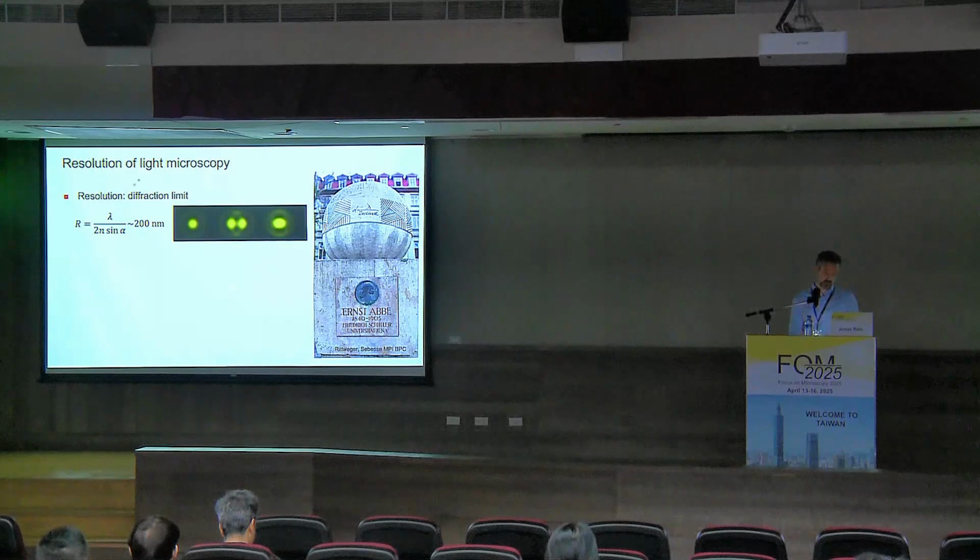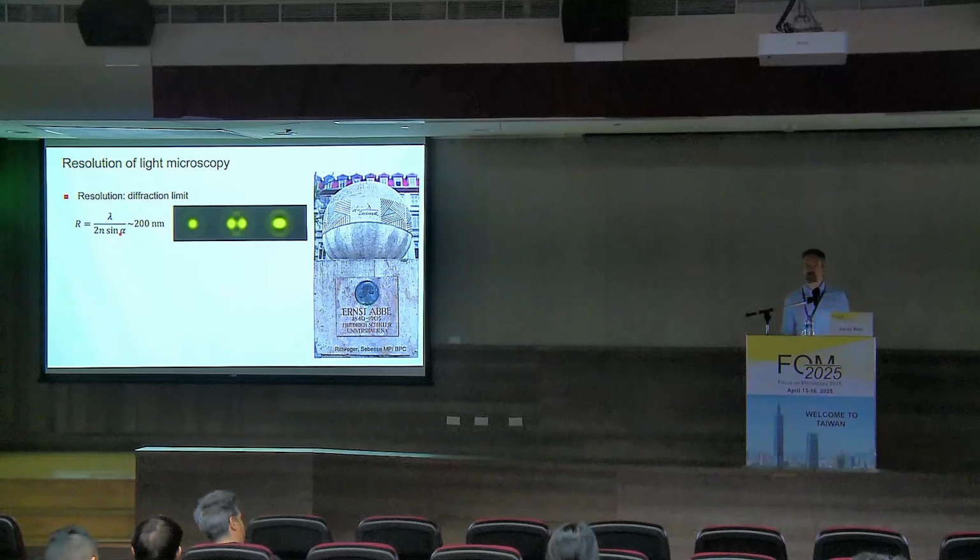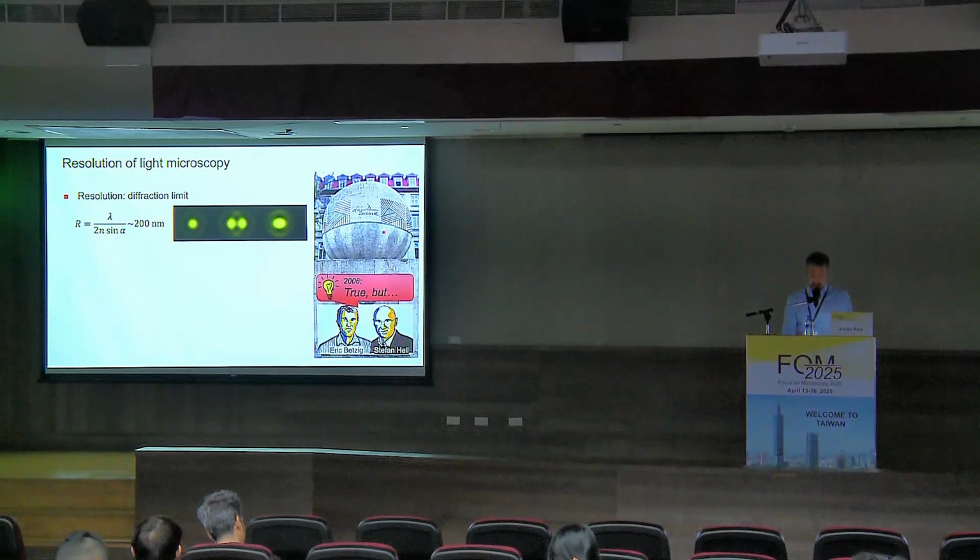And this happens at around the wavelength over two times the NA, the numerical aperture of the objective. So for 100 years and more, people thought this is the best we can do. It will never be possible to resolve structures with light better than given by this equation. It's set literally here in stone in the memorial for Ernst Abbe in Jena. But then in 2006, the so-called super resolution microscopy methods were developed.